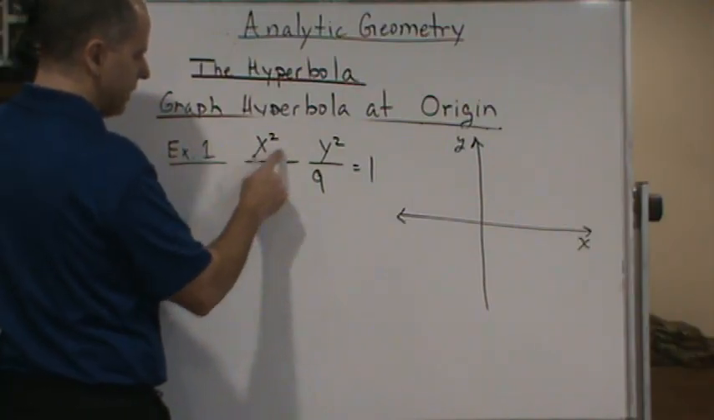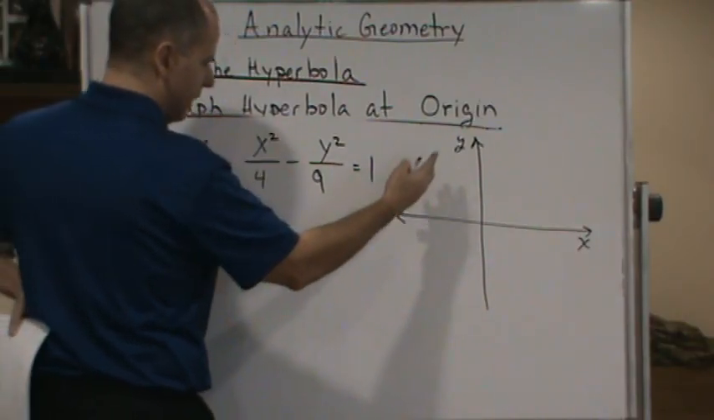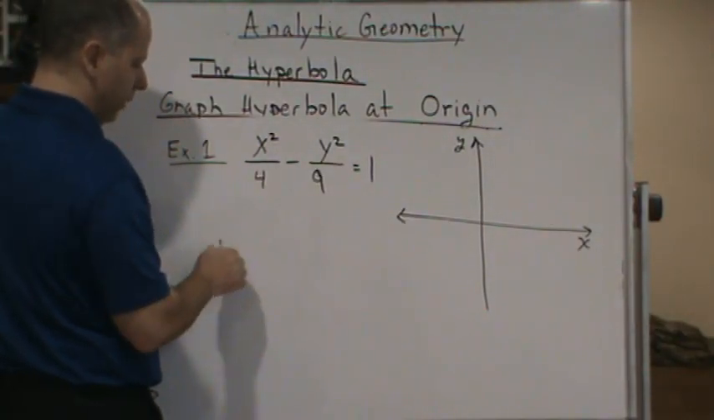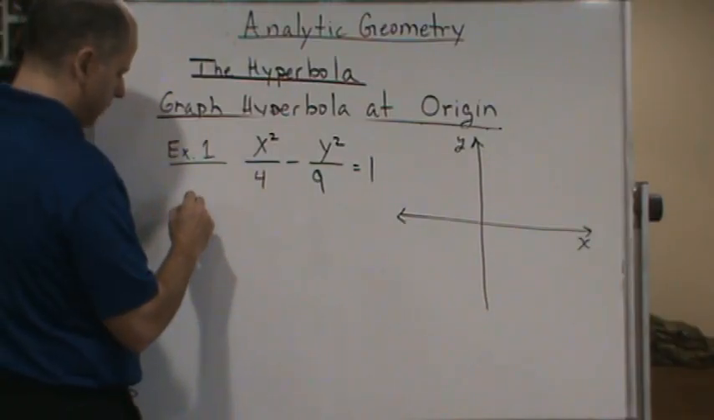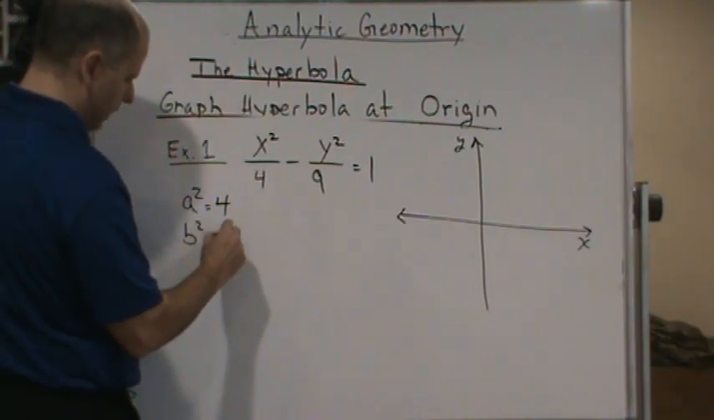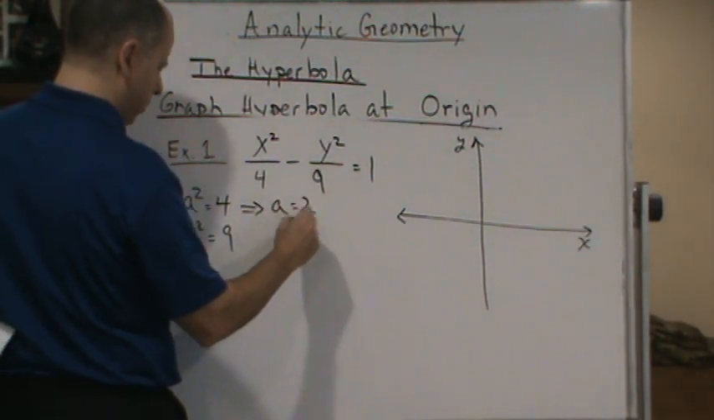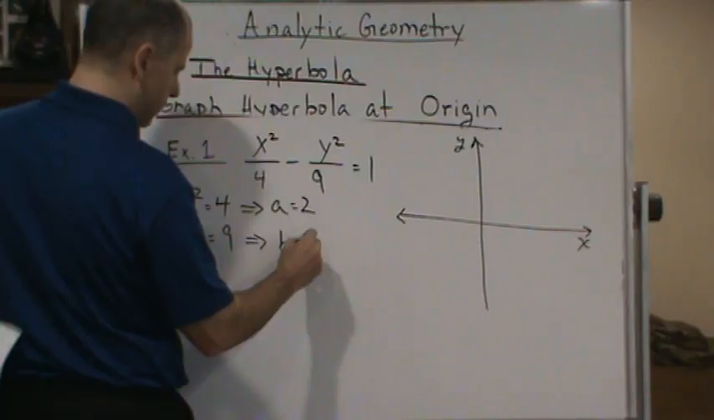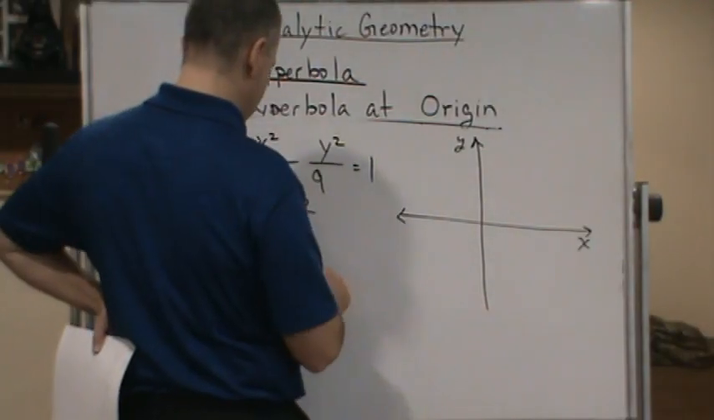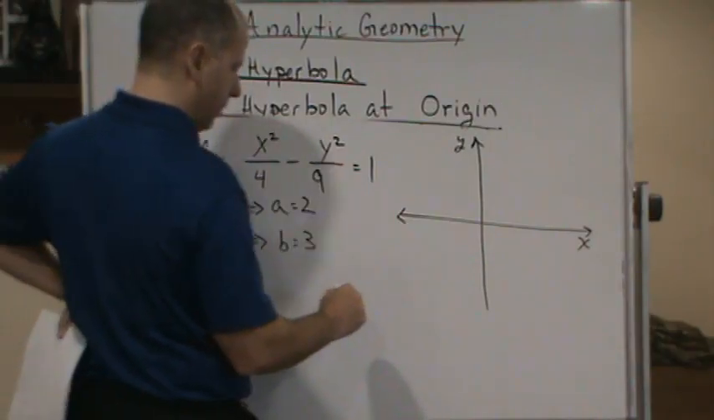So we're looking at here, A squared is here. So since x is here before the subtraction, it has the positive coefficient, it means that the hyperbola is going to traverse the x-axis, and this is A squared, right? So A squared equals 4, B squared equals 9, which means that A is equal to 2 and B is equal to 3. Okay, so that means our vertex is going to be located at what? 2, 0 and negative 2, 0.